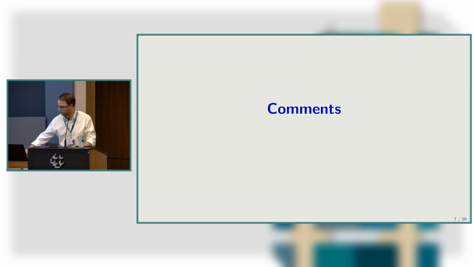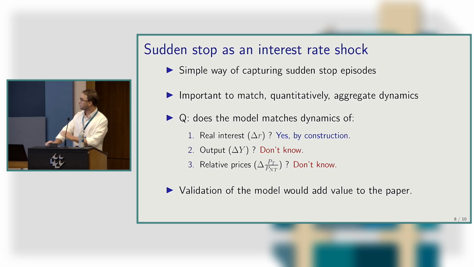So now, moving to my comments, I only have two comments, and the first one is this choice of modeling the sudden stop episode as a shock to the international interest rate. This is well known. It's a simple way of capturing the sudden stop episode. So it generates qualitatively lower income, higher interest rates, depreciation, inflation. But what is crucial here is that this shock matches quantitatively the aggregate dynamics of the relevant variables.